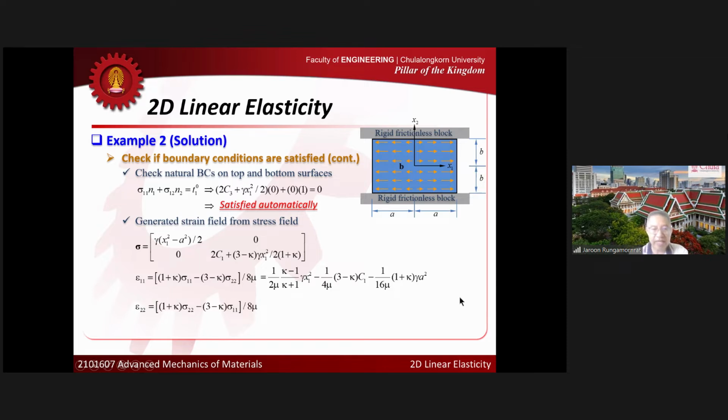The same thing, I can get epsilon 2,2. I plug it in, so I get this. And for epsilon 1,2, it's clear that the shear strain vanishes because the shear stress vanishes as well. So this is the final strain field that I got. The strain field that I got here is still expressed in terms of the unknown C1. We still have C1 there.